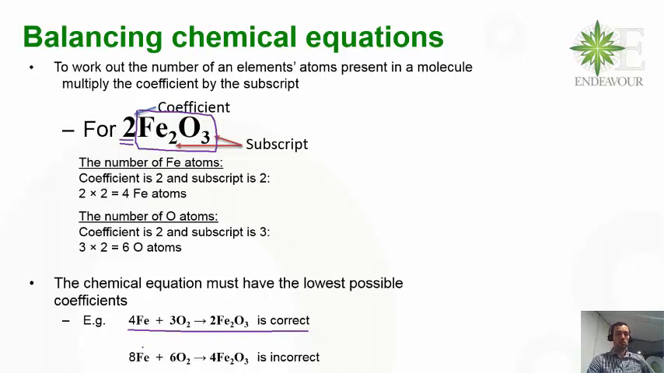However, it would be incorrect to double all the coefficients, meaning you'd have 8 Fe's, 6 O2s, and 4 Fe2O3. There's a rule when you're writing these chemical equations that you have to have the lowest possible coefficients. So you can get from what I'm saying is incorrect by halving all of the coefficients. If we halve 4, we get 2, halve 6, we get 3, halve 8, you get 4. So if your numbers are too large, just halve everything, and that will be the correct representation.